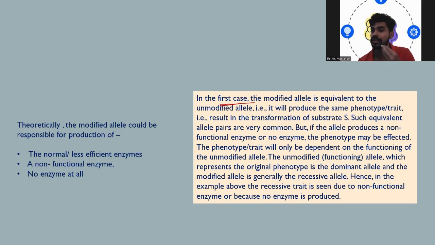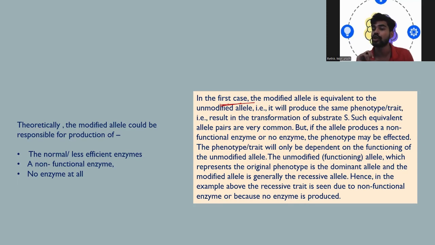It will be producing the same phenotype or trait. That is, it is going to produce a normal enzyme, which helps in the transformation of substrate. Such equivalent allele pairs are very common. But if the allele produces a non-functional enzyme, or an allele undergoes mutation and forms a non-functional enzyme or no enzyme at all.